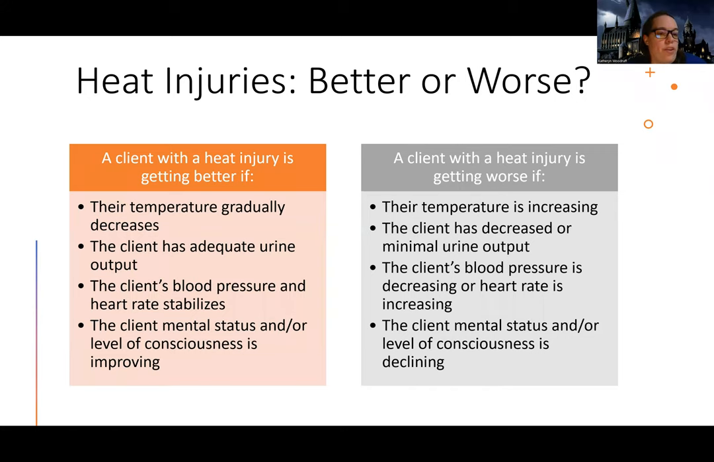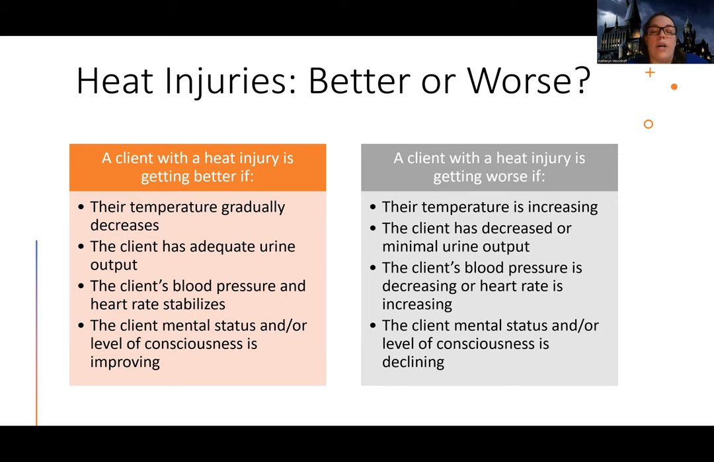They're getting better if their temperature gradually decreases. They have adequate urine output showing signs of hydration. Their blood pressure and heart rate stabilize. Mental status and level of consciousness are stable or improving. Things are getting worse if their temperature is getting worse, or their kidneys are starting to show signs of more dehydration, with less urine output or no urine output.